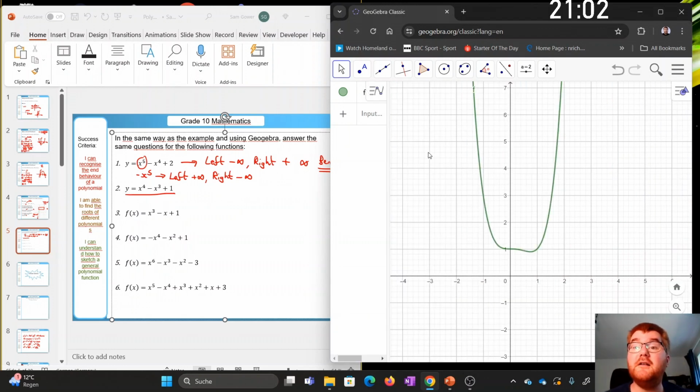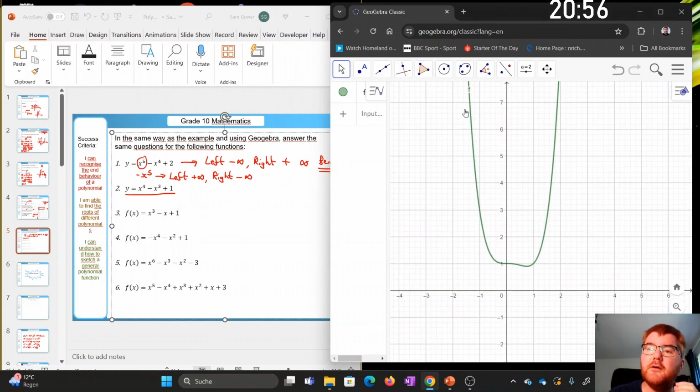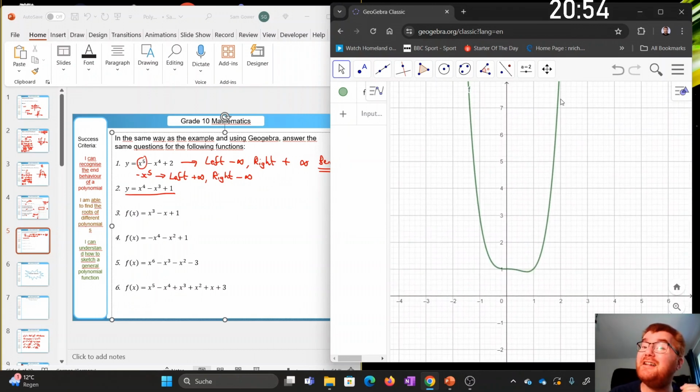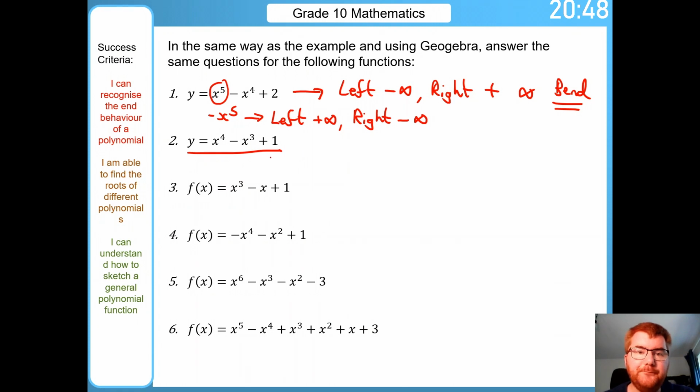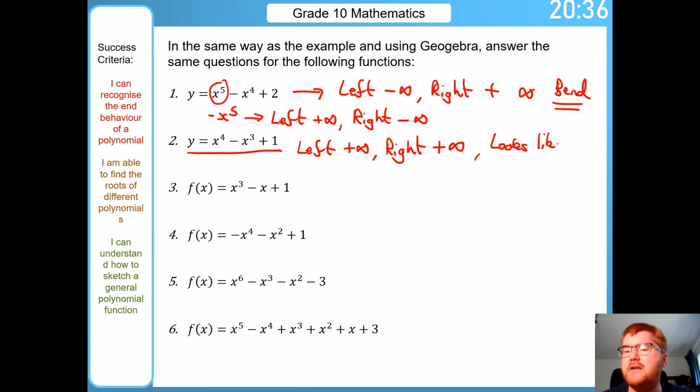Here we've actually got something very similar to our happy face quadratic that we saw before. So on the left hand side it's going upwards to plus infinity, and on the right hand side it's also going to infinity as well. So if I write this in for this function, we have left is plus infinity. I'll summarize all these rules for you as well. And right is also plus infinity, and it looks like a kind of strange quadratic in the middle.